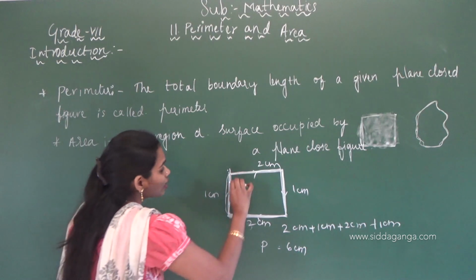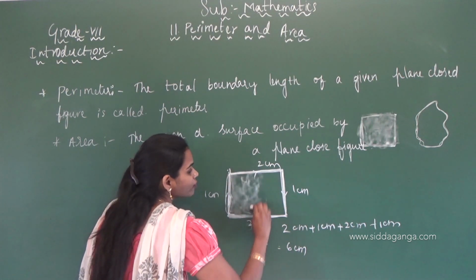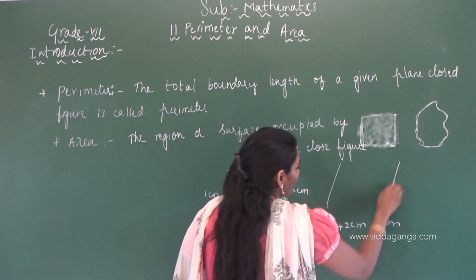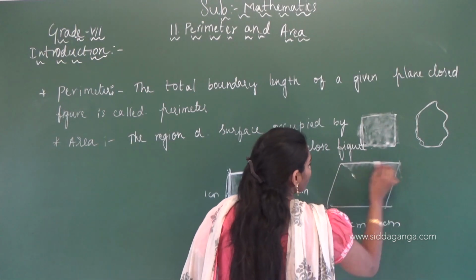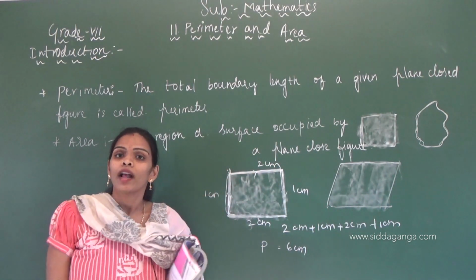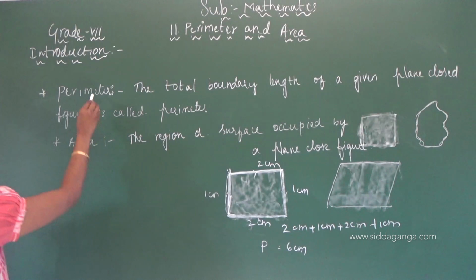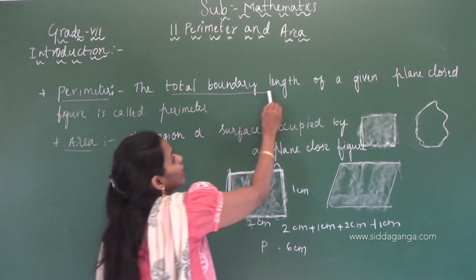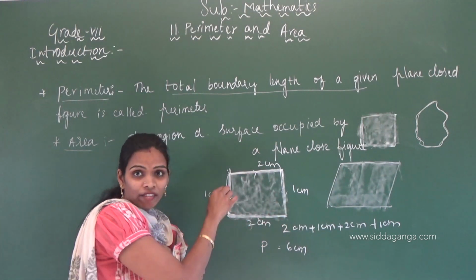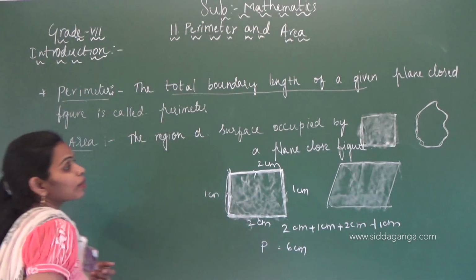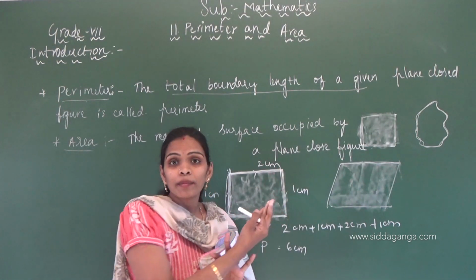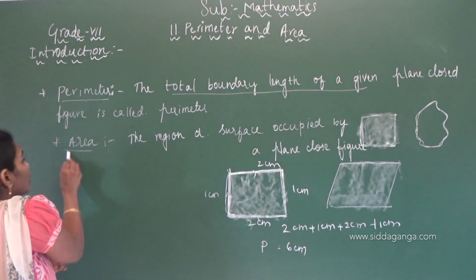Okay, and area means the amount of surface that is covered by the given plane figure. If it is a parallelogram, the amount of surface covered by the parallelogram is called the area of the parallelogram. What is the difference between perimeter and area? The total boundary length of a plane figure is known as perimeter, and area means the amount of surface, the region that is covered or occupied by a plane figure.